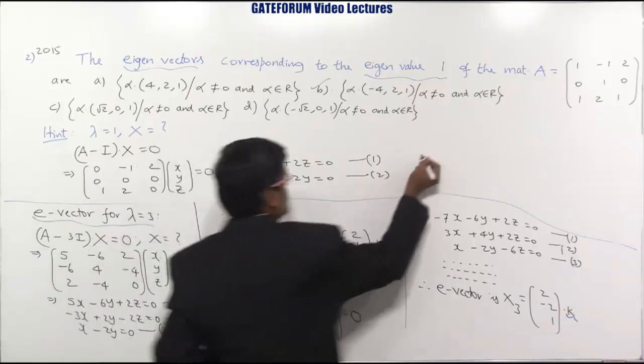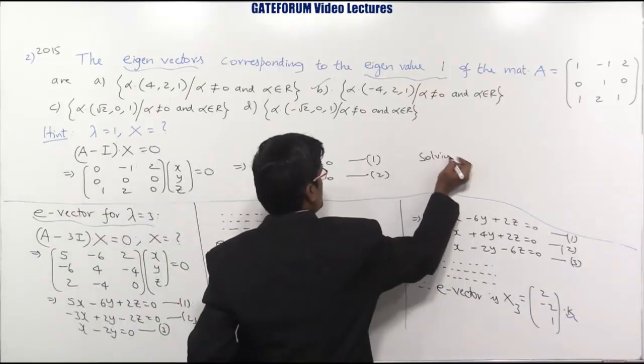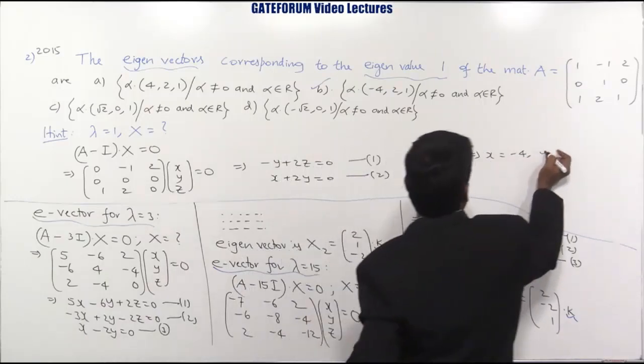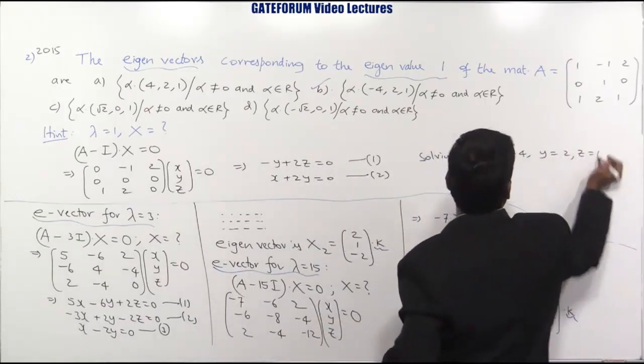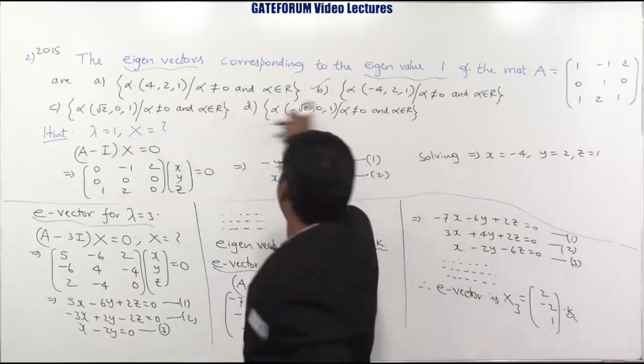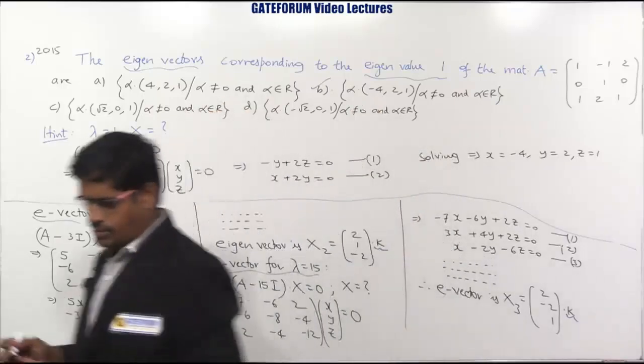Okay, solving implies you will get definitely x value minus 4, y value 2, z value 1. Keep it in row vector or column vector according to the representation. So the answer, I already told you, is minus 4, 2, 1. Okay.